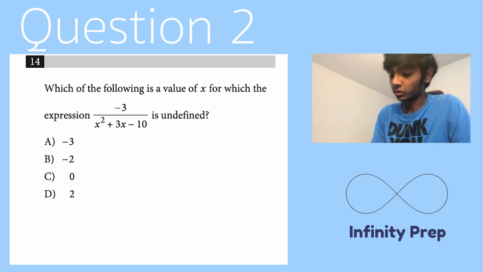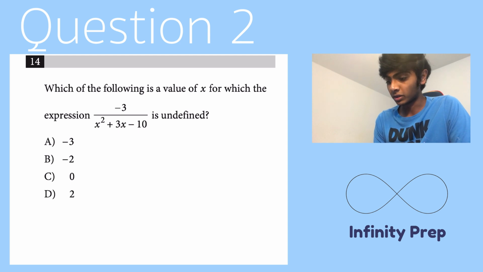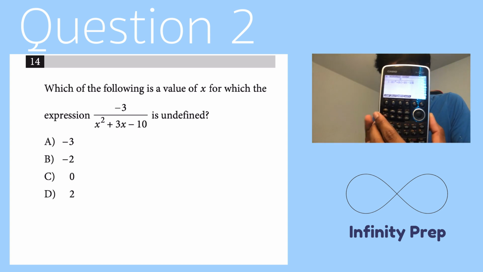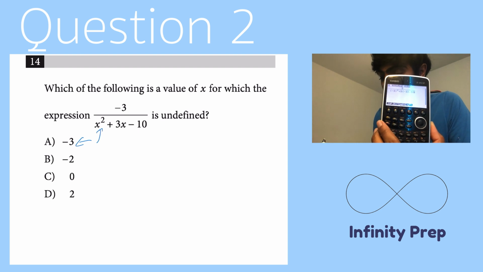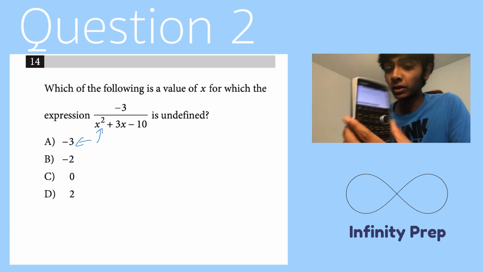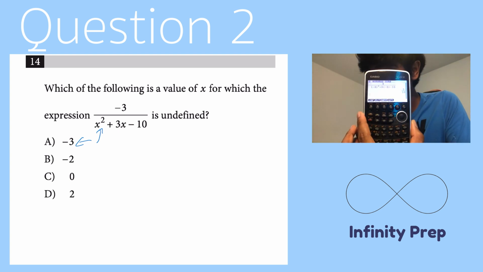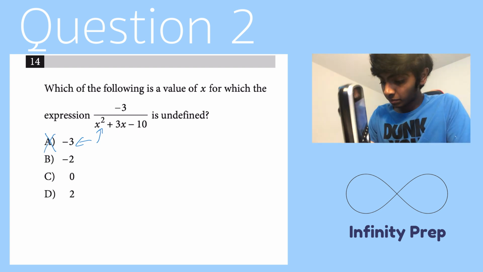All you have to do is first plug in each answer choice, so -3 over (-3) squared plus 3 times -3 minus 10. All I'm doing here is plugging in a -3 for all the x's, to see if this spits out an undefined answer. When I hit enter though, it gives us 3/10, which isn't undefined, so we know it can't be A.